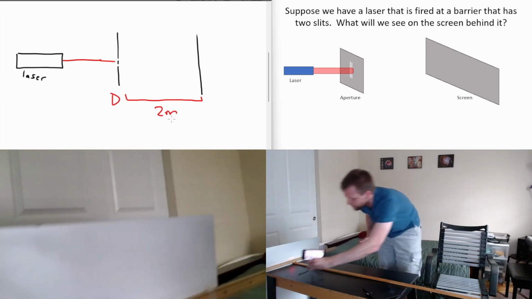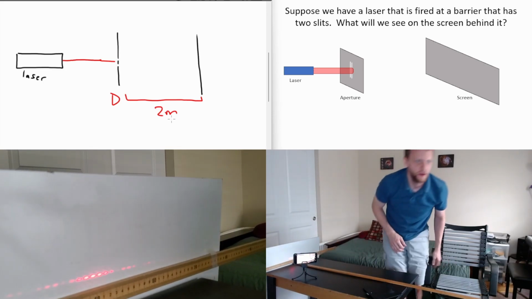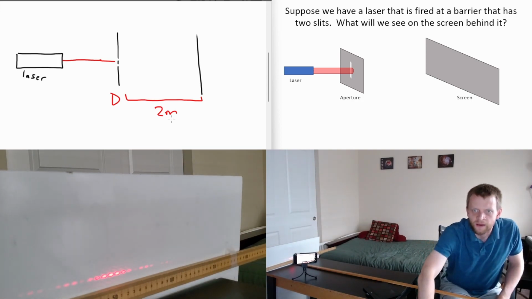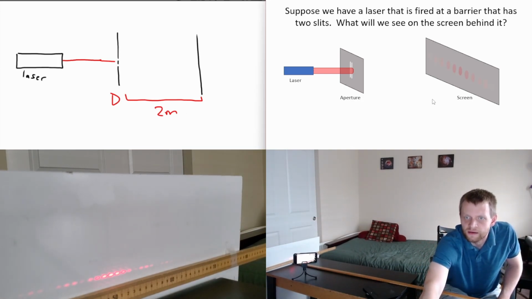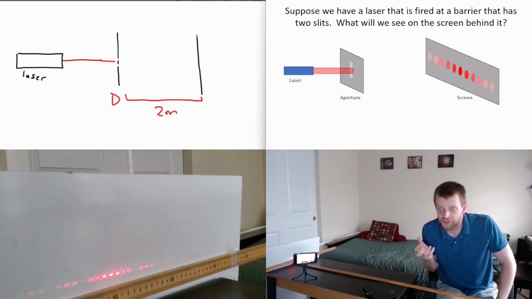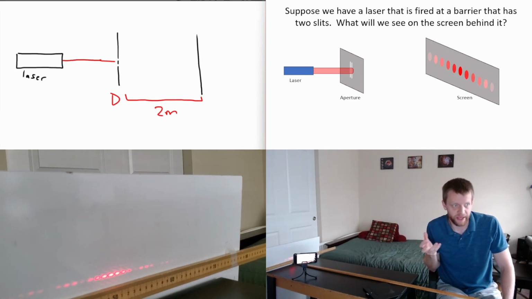So the result that we seem to get from this demonstration is that we get this repeating pattern of bright dots. Not just 2 dots like we might expect from our intuition.